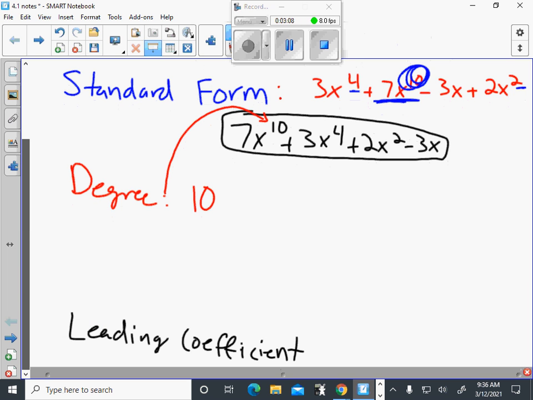And the leading coefficient is whatever the first number is, 7. So standard form, we write from the highest degree down. The degree of that function is the highest degree we have. And the leading coefficient is the number out in front of the entire function. Okay, so let's look at this one.